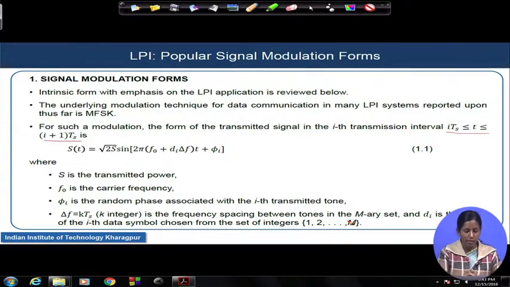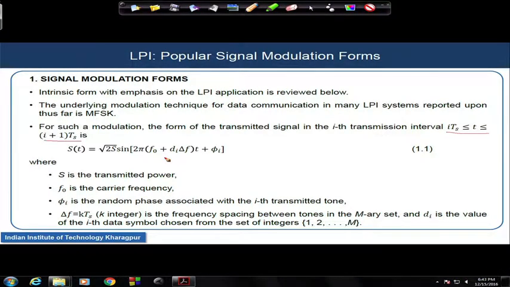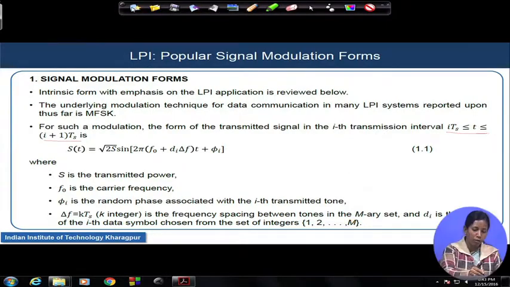And di is the value of the transmitted data symbol for the ith time instant, and this data symbol is also picked from the set of integers. So you basically have an M-ary set, and M-ary frequencies are allotted to carry your data signals. We have seen this form of MFSK earlier, and we have just revisited it here.